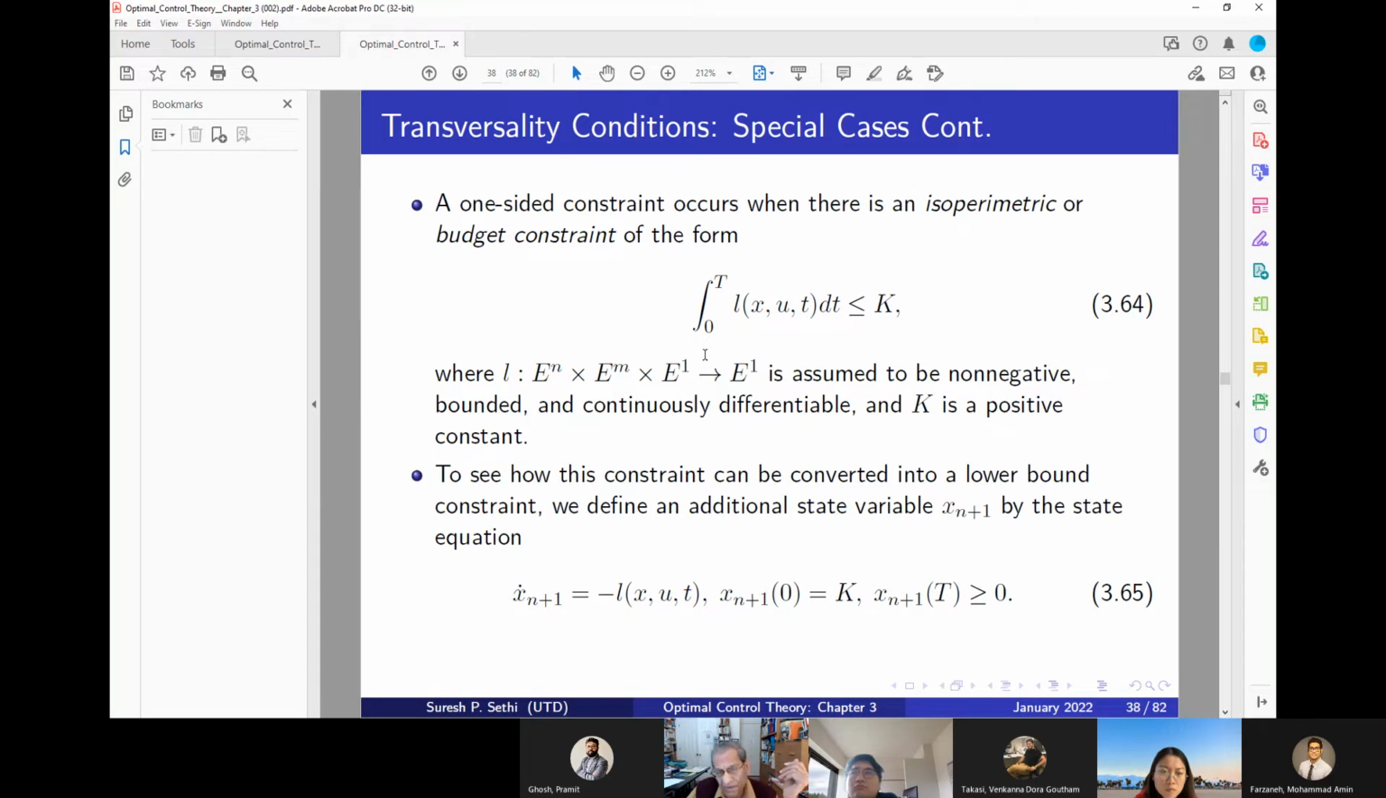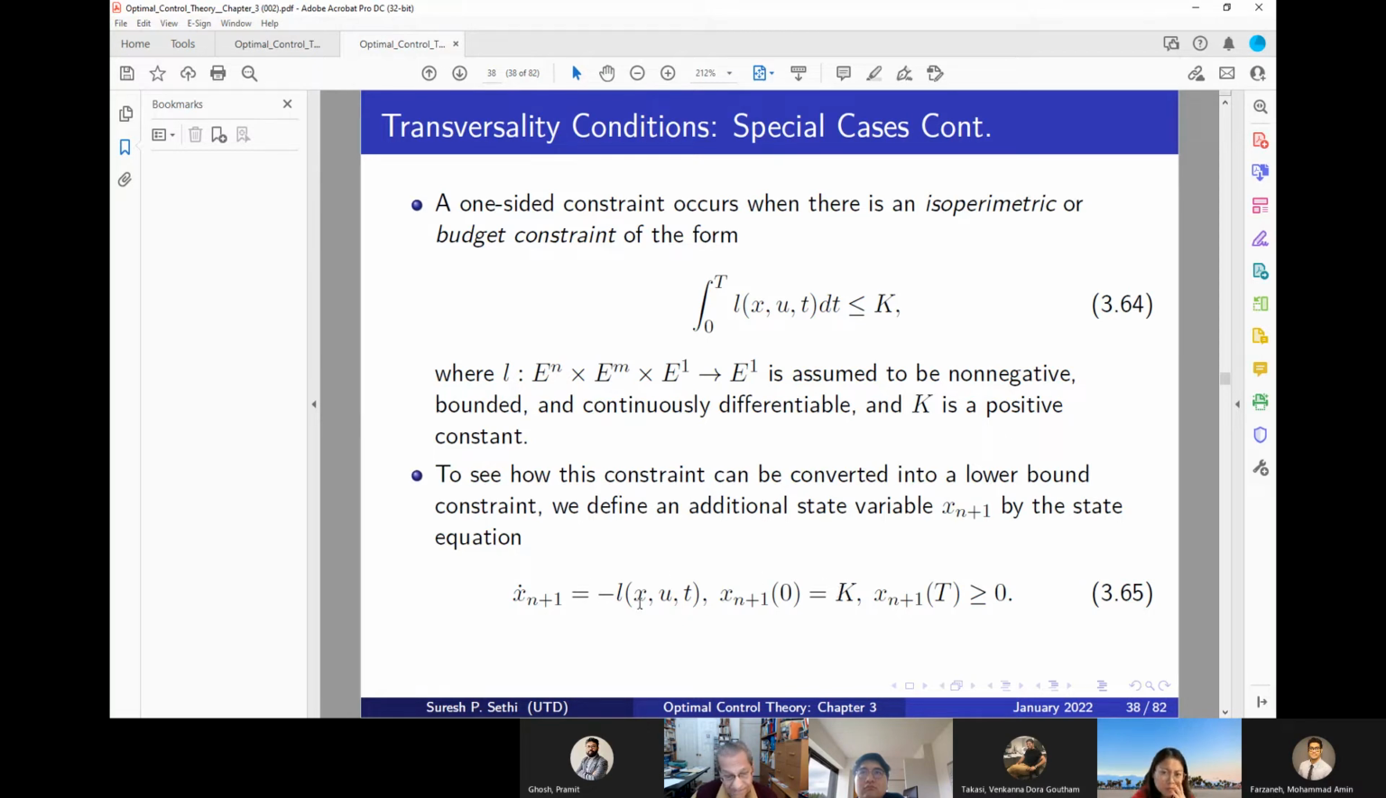How do we solve this problem? Because we did not do it in chapter 2, and we have not done it in chapter 3. But we don't have to worry about it. What we do is we introduce another state variable, x_{n+1}, and we define x_{n+1} dot equal to minus L, so that x_{n+1} is the remaining amount of money. So at time 0, the remaining amount of money is k, because you haven't spent anything.